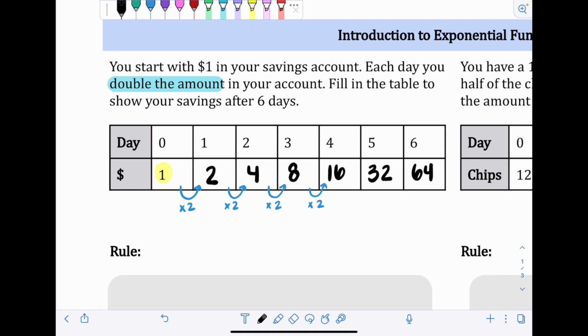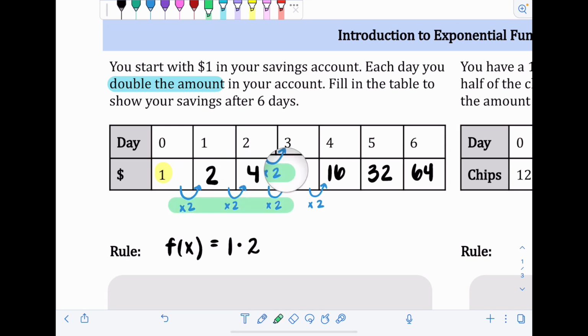So for my rule, I'm going to incorporate exponents. So I'll say f of x equals, and I started with that $1, and then after that, I was multiplying by 2 consecutively depending on the day. So times 2, and then the amount of 2s that I multiplied together changed by the day number. So day 1 was one 2, day 2 was two 2s, day 3 was three 2s, day 4 was four 2s. So I'm going to say 2 to the x power because that number is changing, and that x power is going to end up being the day number.